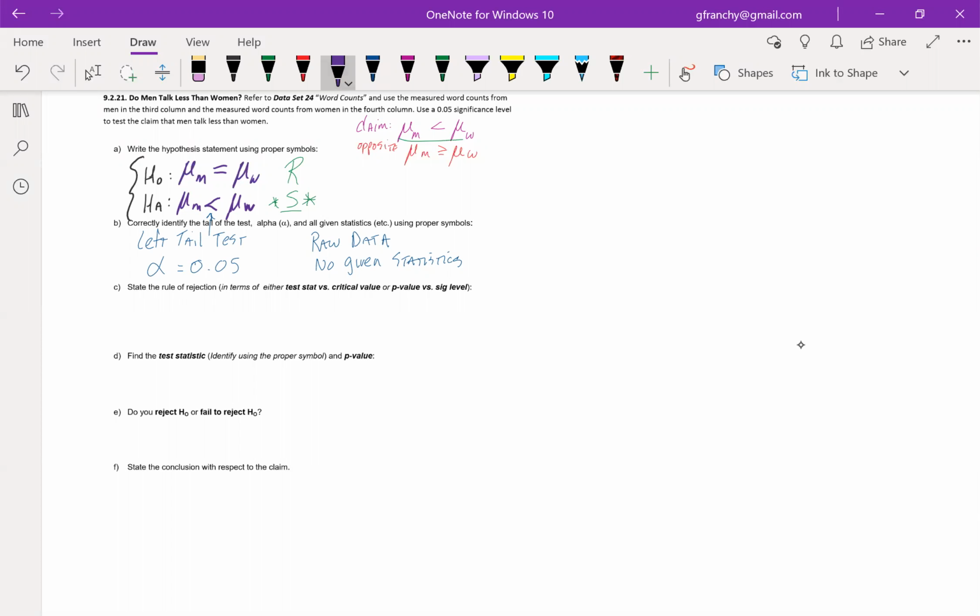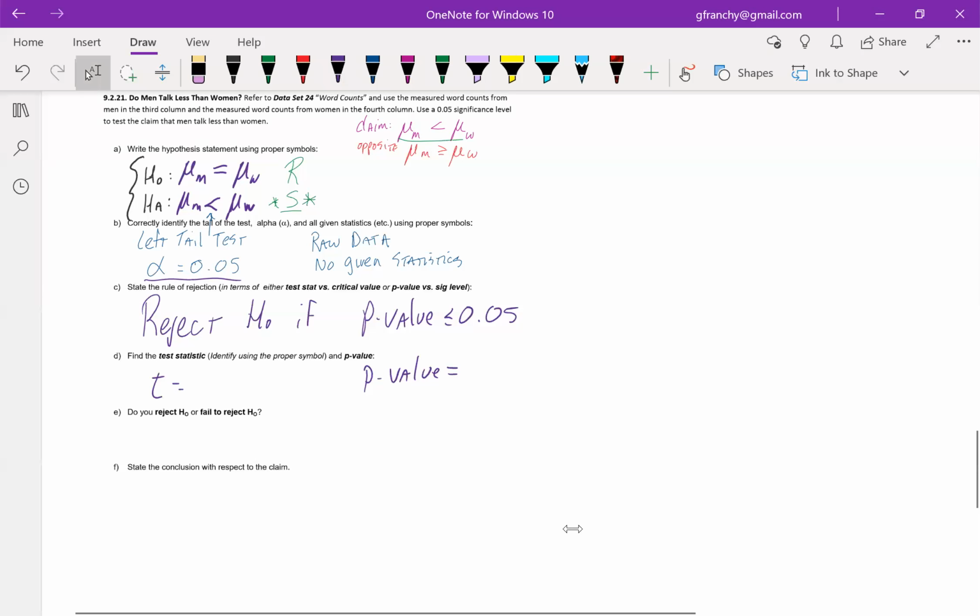We can also write our rule of rejection, and our rule of rejection is reject null hypothesis if p-value less than or equal to whatever alpha is, and that's 0.05. Our test statistic is going to be t, our p-value is going to be our p-value, but let's line it up so it's right below that in the rule of rejection. And now we're ready to head on over to StatDisk, open up dataset 24 and use columns 3 and 4.